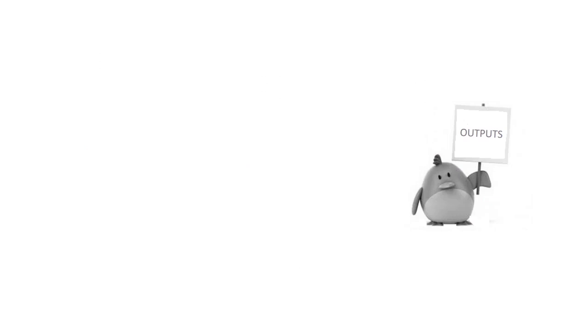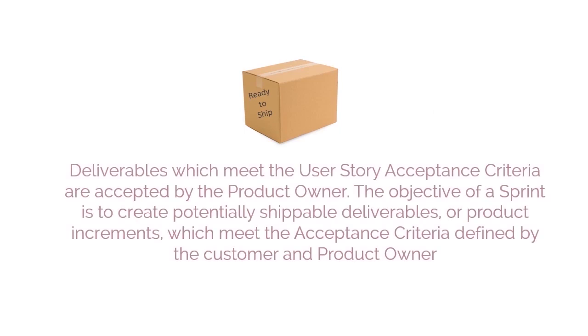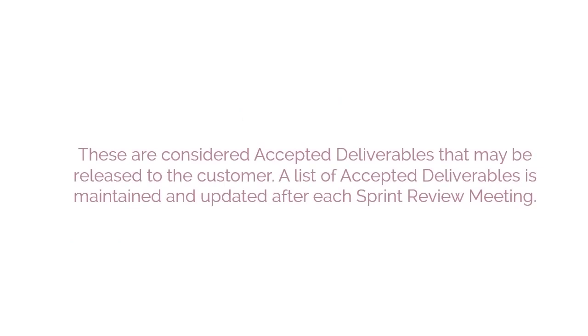Well, it's time to see the outputs of the process. The main output generated is the accepted deliverables. Deliverables which meet the user story acceptance criteria are accepted by the product owner. The objective of a sprint is to create potentially shippable deliverables, or product increments, which meet the acceptance criteria defined by the customer and product owner. These are considered accepted deliverables that may be released to the customer if they so desire.